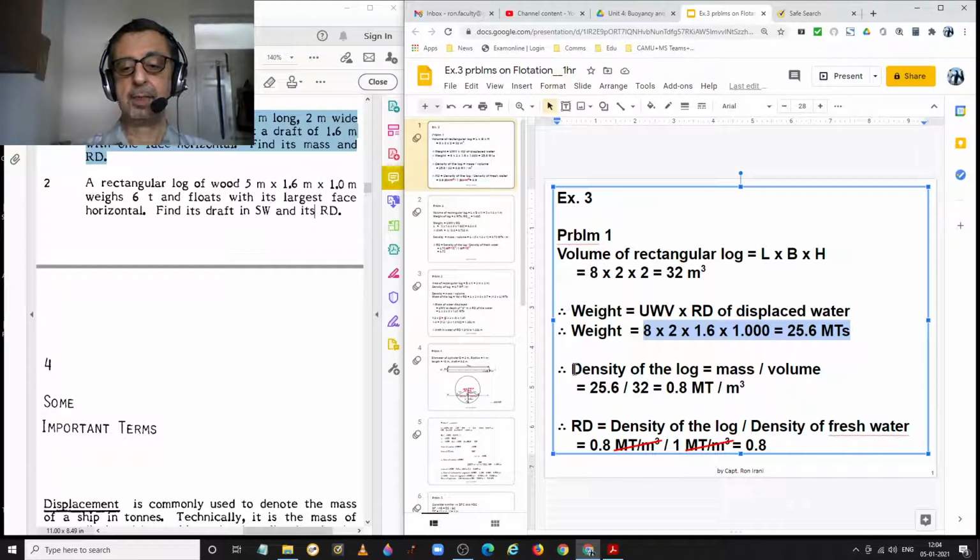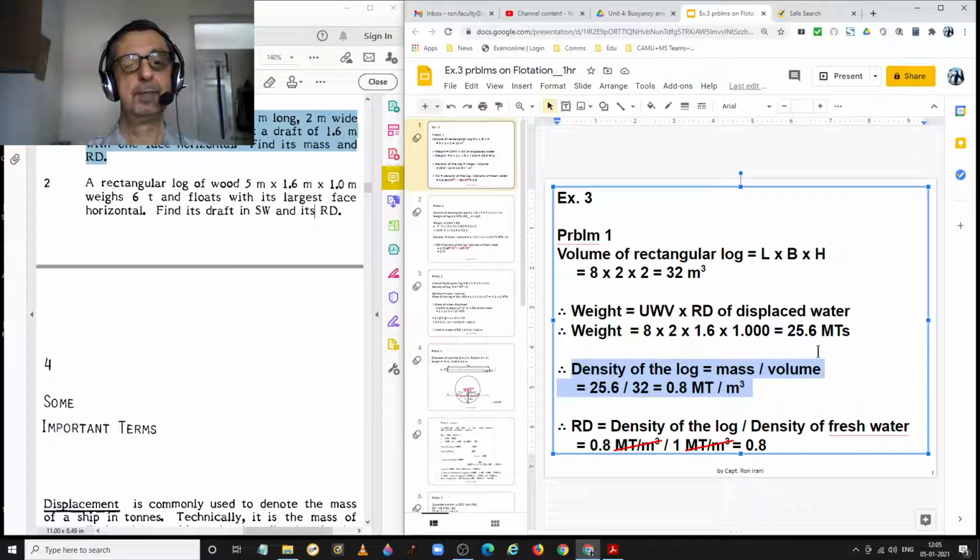We know the density of the log will be equal to mass divided by volume. We have calculated the mass above to be 25.6 and the volume also we have calculated above to be 32 cubic meters. Thus we get the density of the log to be 0.8 metric tons per cubic meter.